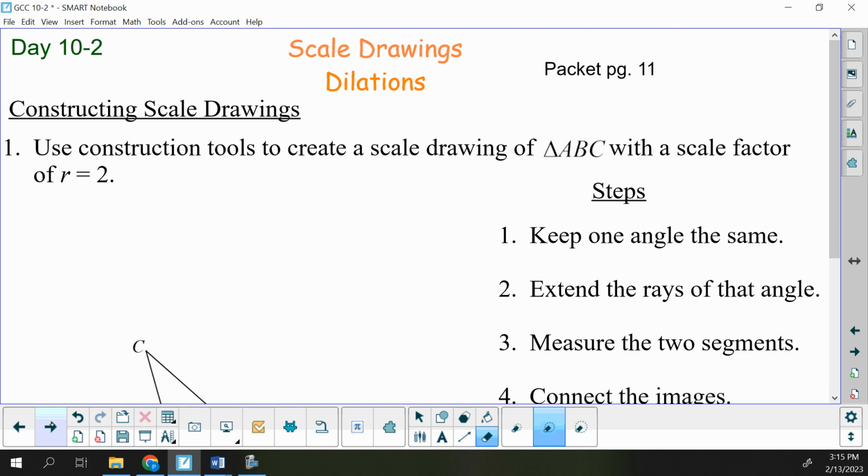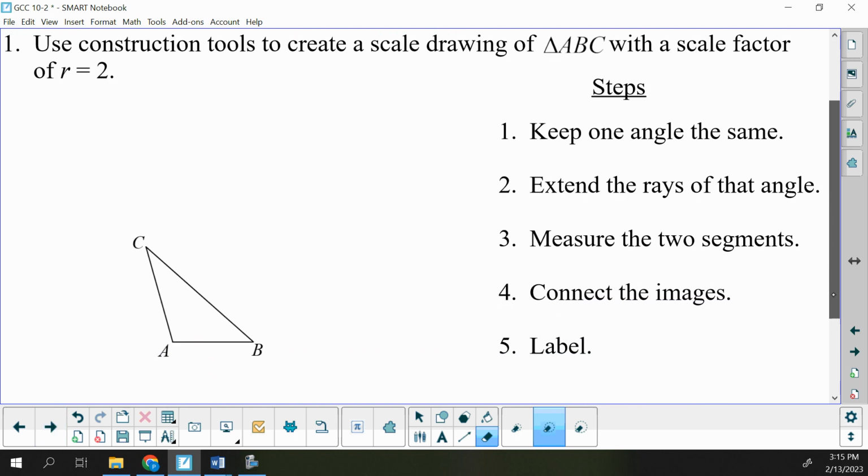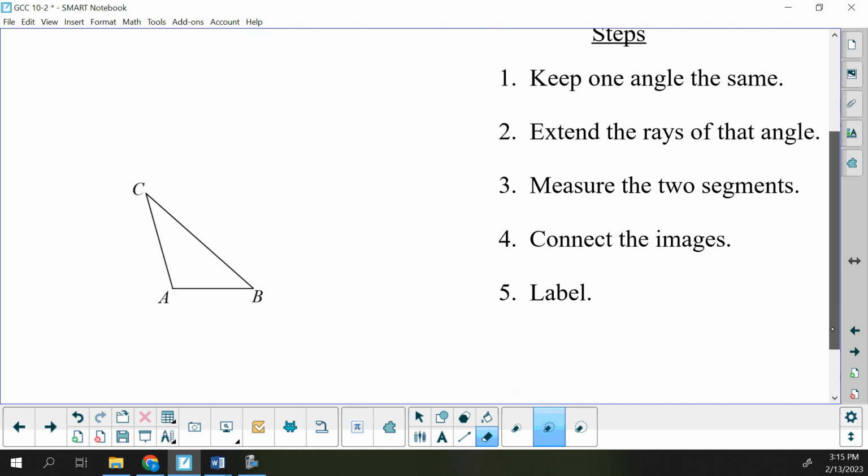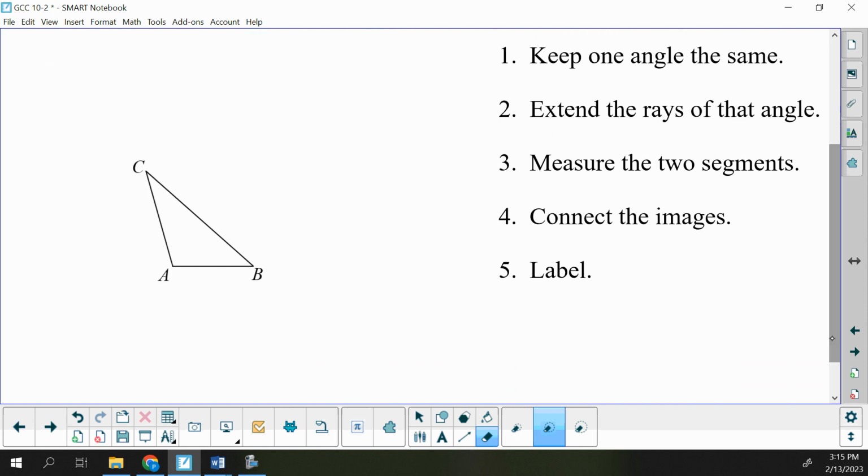All right, we're going to be working with compass and straight edge today. The first thing we're going to work with is creating scale drawings. The first one on page 11 we're going to do with a scale factor of 2. What that means is we're going to make this figure twice the size that it currently is.